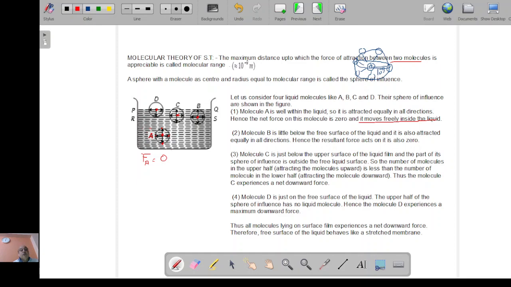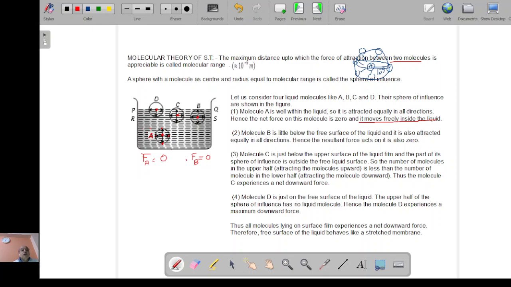Now let us consider the molecule B, which is a little bit below the surface PQ. The surface is PQ and the molecule B is a little bit below, and the sphere of influence just touches the surface. In this case, the force acting on B will also be zero because the molecules of the sphere will attract equally, so the net force on B will be zero.